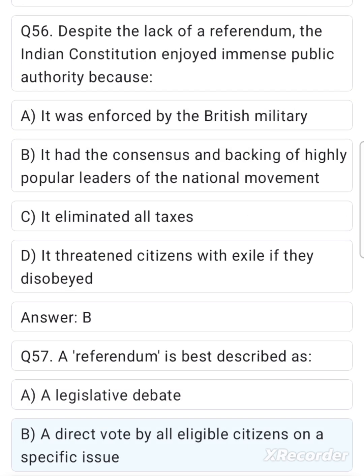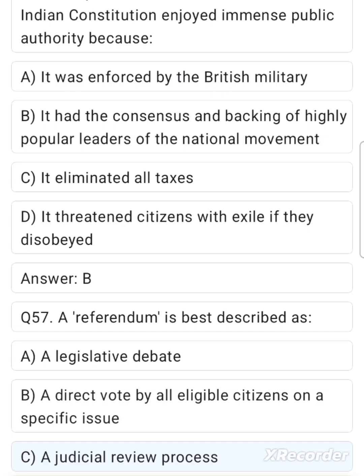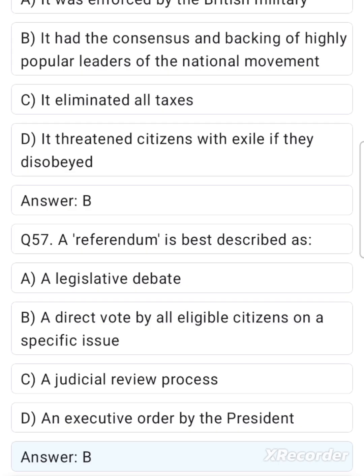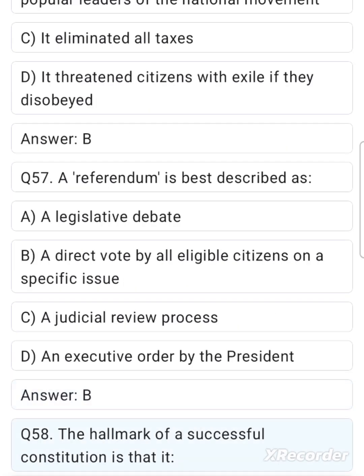Q57. A referendum is best described as: A. A legislative debate. B. A direct vote by all eligible citizens on a specific issue. C. A judicial review process. D. An executive order by the president. Answer: B.